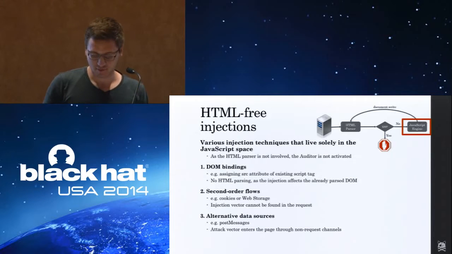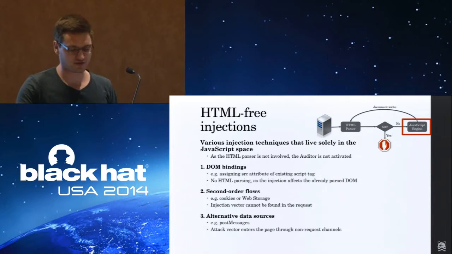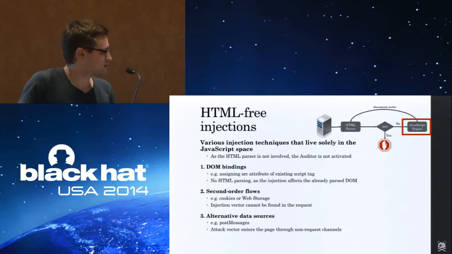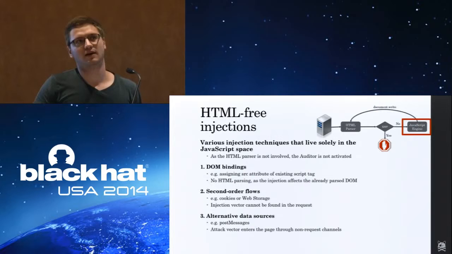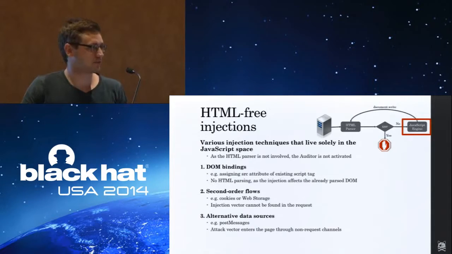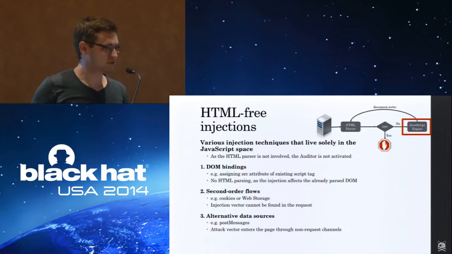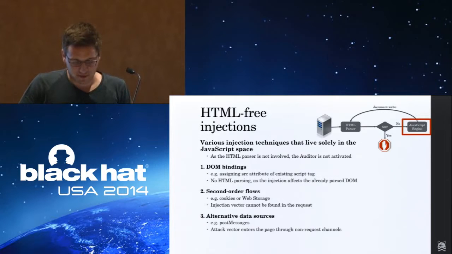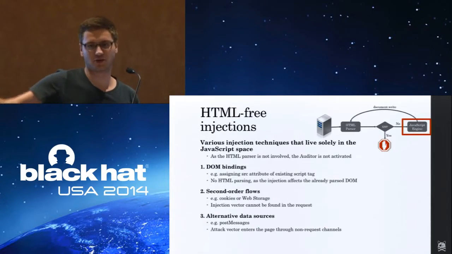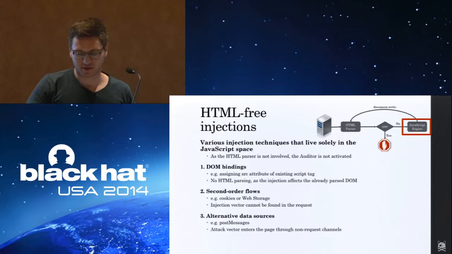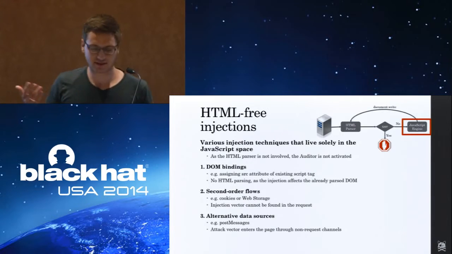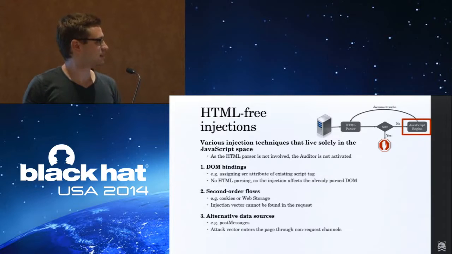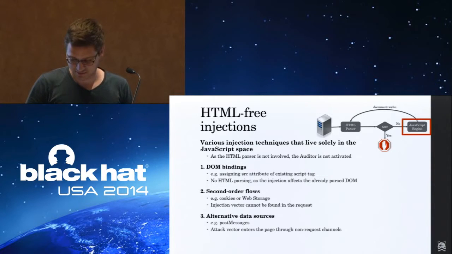But as I said, we didn't target those, but these are definitely vulnerabilities that are also out there. And third, there are also alternative data sources. With HTML5, there are postMessages that allow you to send messages across domain boundaries. Martin already said the same-origin policy is usually in the way of that. But if you can get a reference to another window, you can call window.postMessage and send one of those messages. Again, this is not an HTTP request, but it happens completely inside the browser. So as the auditor is not looking at these things, it can't find it.